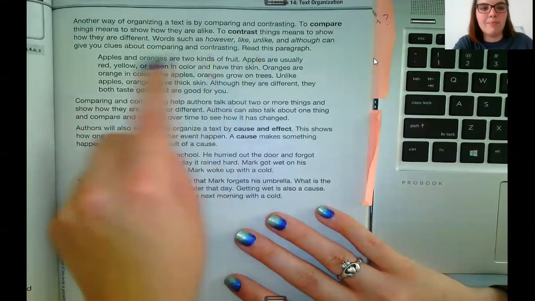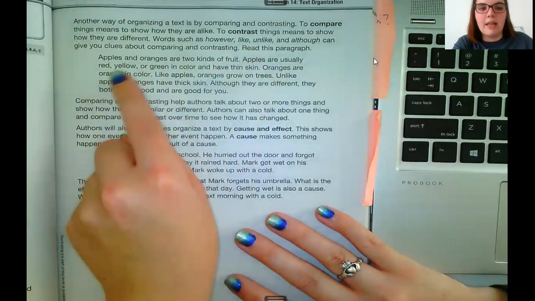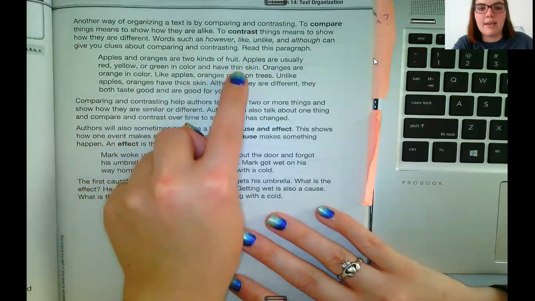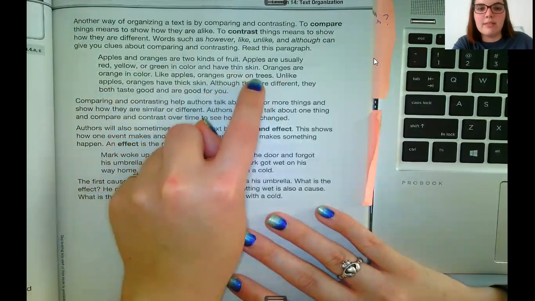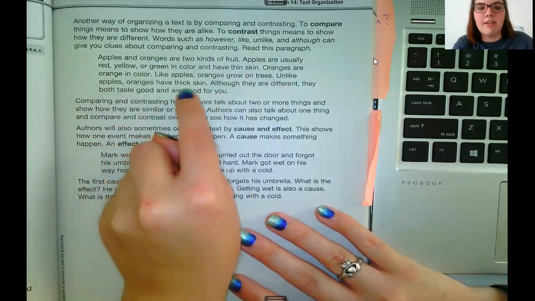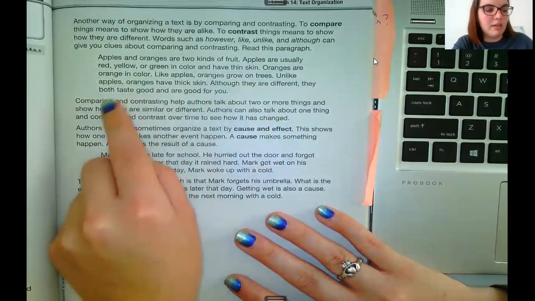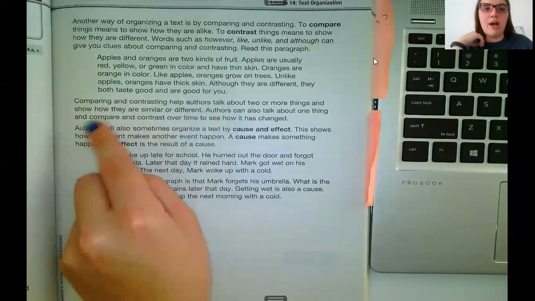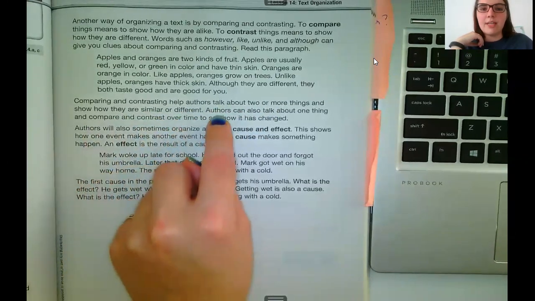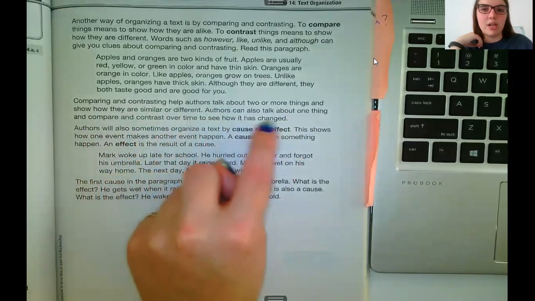Read this paragraph. Apples and oranges are two kinds of fruit. Apples are usually red, yellow, or green in color and have thin skin. Oranges are orange in color. Like apples, oranges grow on trees. Unlike apples, oranges have thick skin. Although they are different, they both taste good and are good for you. Comparing and contrasting help authors talk about two or more things and show how they are similar or different. Authors can also talk about one thing and compare and contrast over time to see how it has changed.